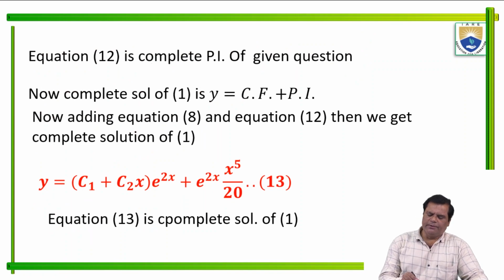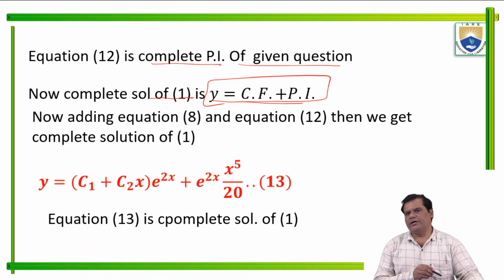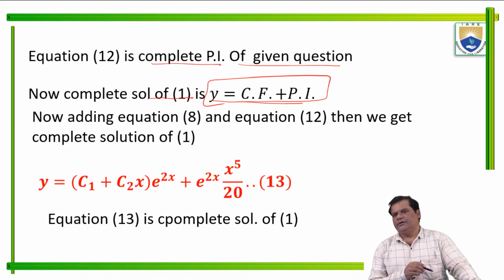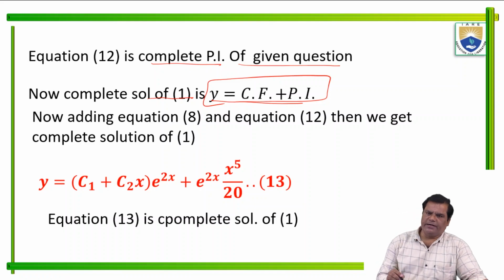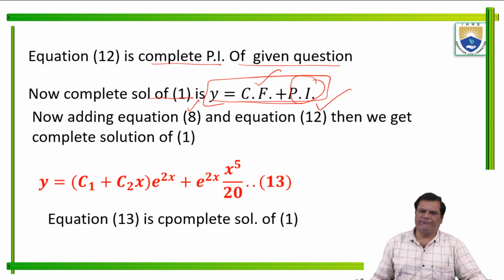So equation 12 is the complete PI, the complete PI of the given question. Now the complete solution of 1 is y is equal to CF plus PI. This formula we apply here. Our solution is in two parts: the first part is the complementary function, the other part is the particular integral. So first we have found the complementary function, that is in equation 8, and the particular integral, that is in equation 12. Now adding equations 8 and 12, we get the complete solution of 1.